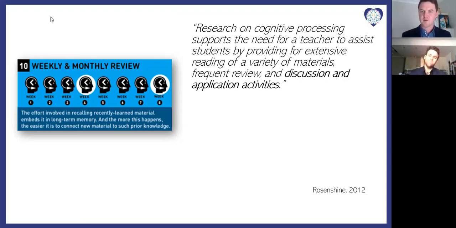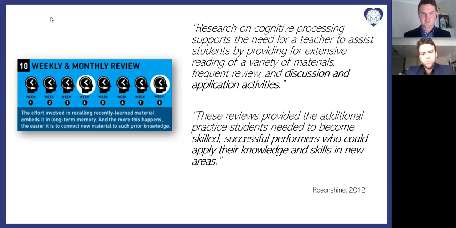Okay, so we've highlighted that point there: discussion and application activities. That's not something that Rosenshine says in relation to daily review. Another important point here, have a read of that. We think that point about skilled, successful performers who could apply their knowledge and skills in new areas is an important one, because really that's talking about transference, and we know that transference is mostly about problem solving.